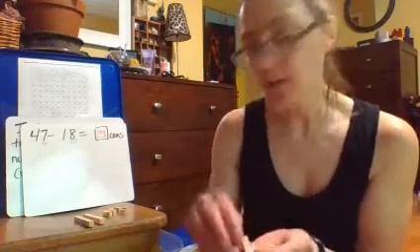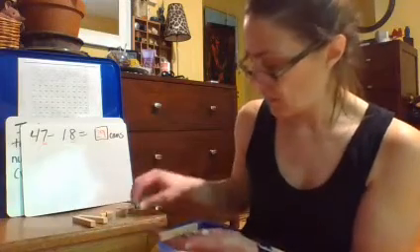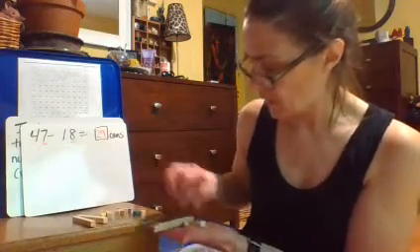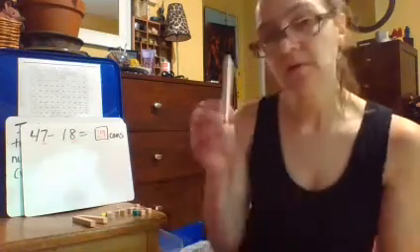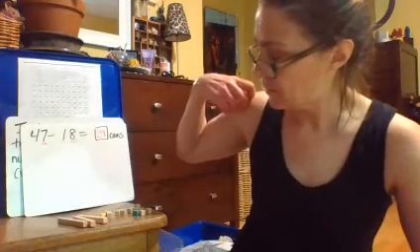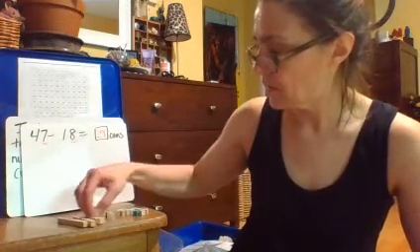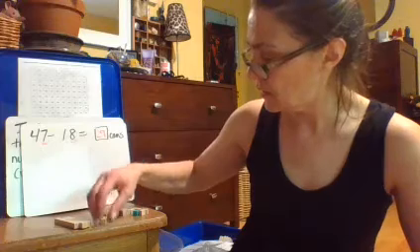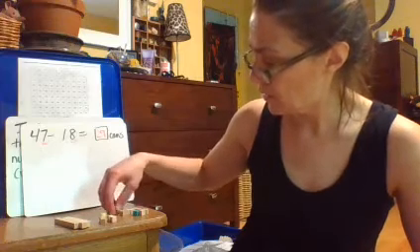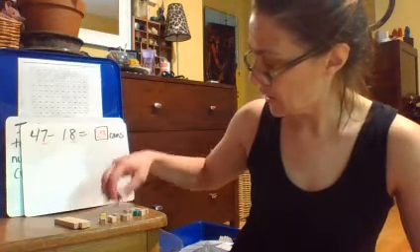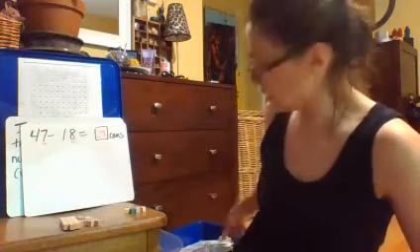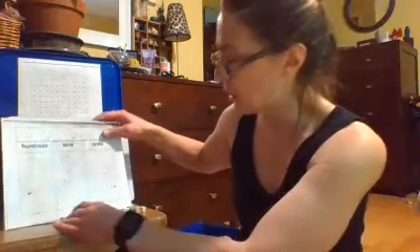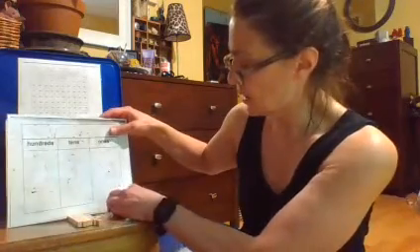I'm going to double check. So I have 29, 30, 31, 32, 33, 34, 35, 36, 37, 47. Okay, and then I'm going to count out 10, 2, 4, 6, 8, 10. And that goes over into the tens column, and I just made an exchange. Okay.